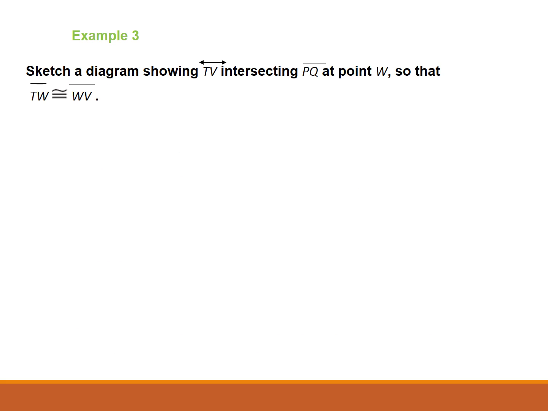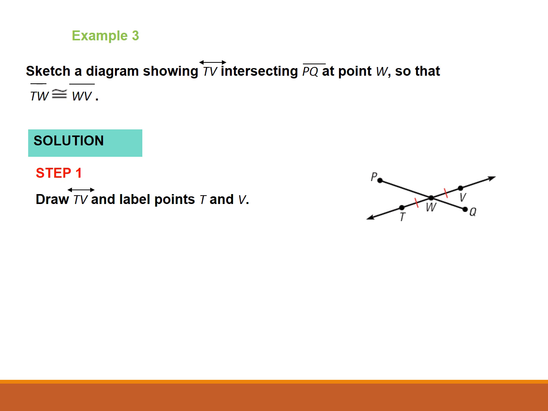Okay, sketch a diagram to show the line TV intersecting line segment PQ at point W. So that way the two line segments are congruent. So again, remember, take a moment to pause if you need to. So here we go. We're going to draw TV and label points T and V.